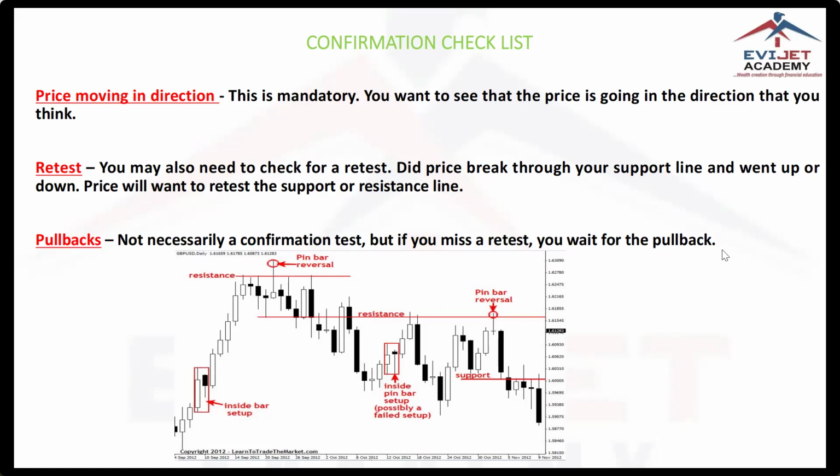Then pullback, not necessarily a confirmation test, but if you miss a retest, you want to wait for a pullback. Now, what is a pullback? A pullback is just a short movement in a trend. So let's assume the market is buying up, it's going up. Then maybe it must have produced about 6 or 7 candles. Then it will now produce about 2 or 3 candles downward and continue the upward again. That small move is called a pullback. It is in that pullback you will be getting the higher low or lower high in the case of uptrend and downtrend.